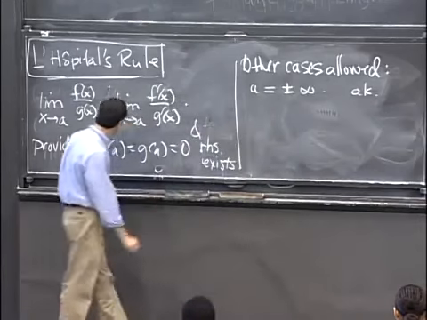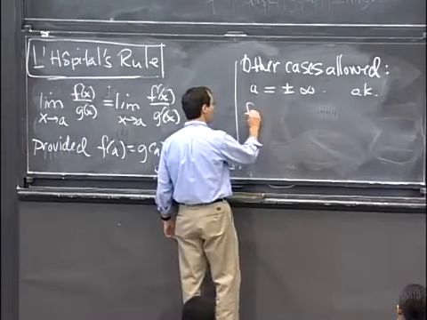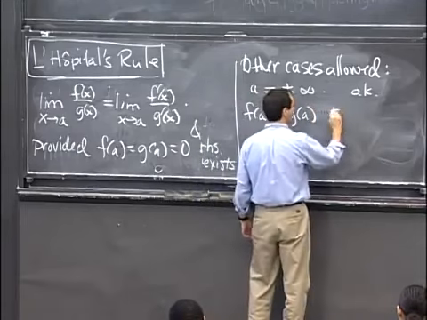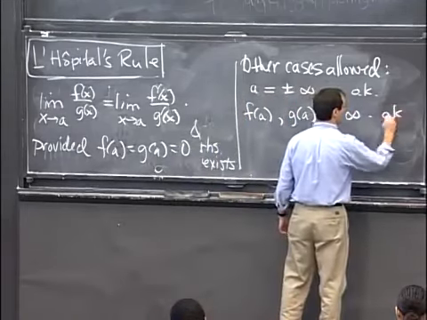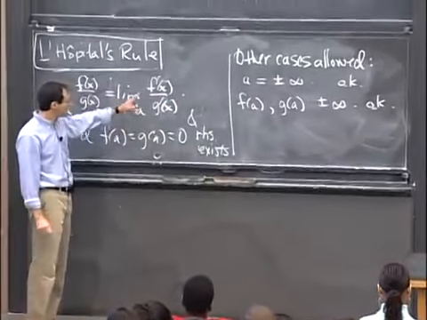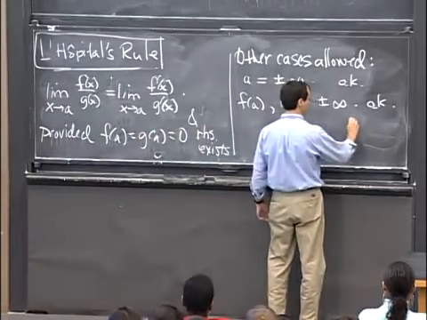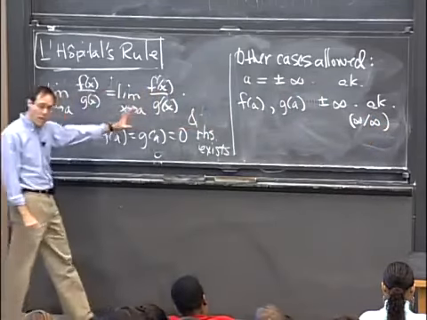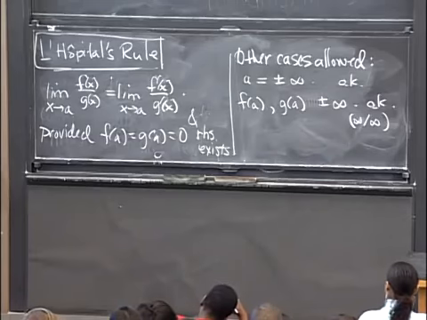And then the other thing that you can do is you can allow f of a and g of a to be plus or minus infinity. That is OK. All right, so now the point is that we can handle not just the 0 over 0 case, but also the infinity over infinity case. That's a very powerful tool and quite different from the other cases.